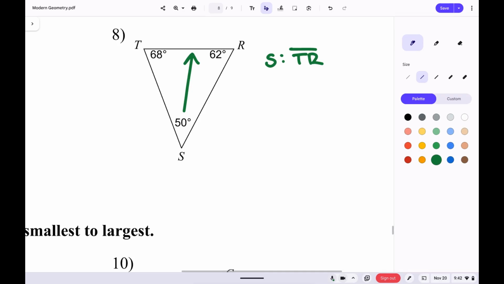Okay, so TR was the smallest. What would go in the middle? TS. Good, TS. And then the longest side? SR. Good. Everyone see how we're doing that?